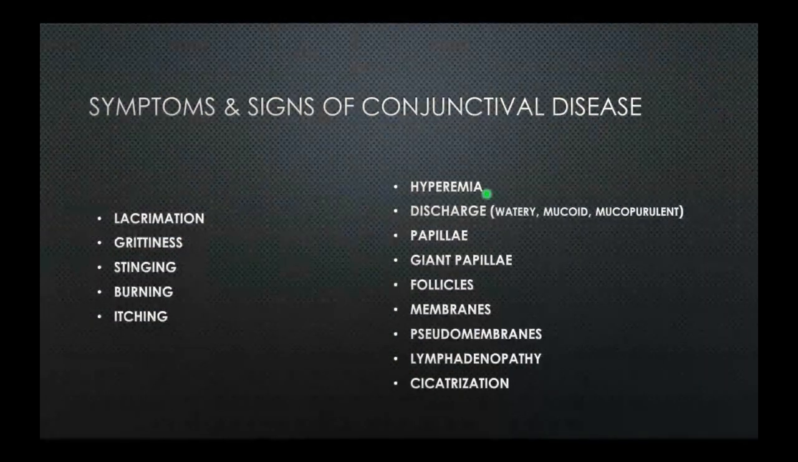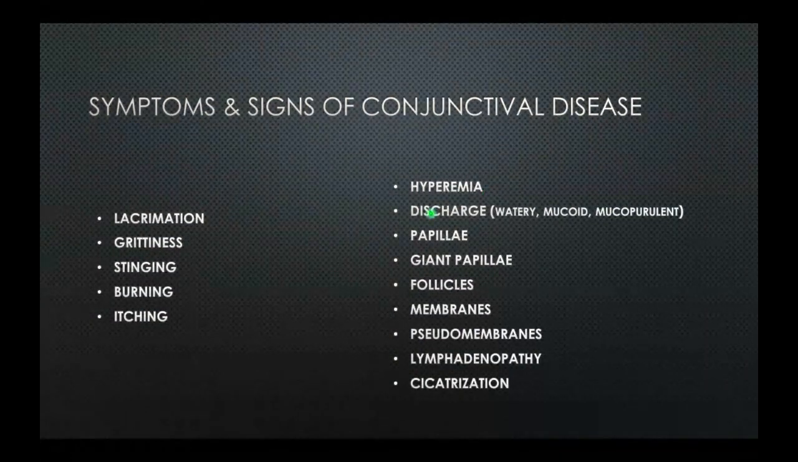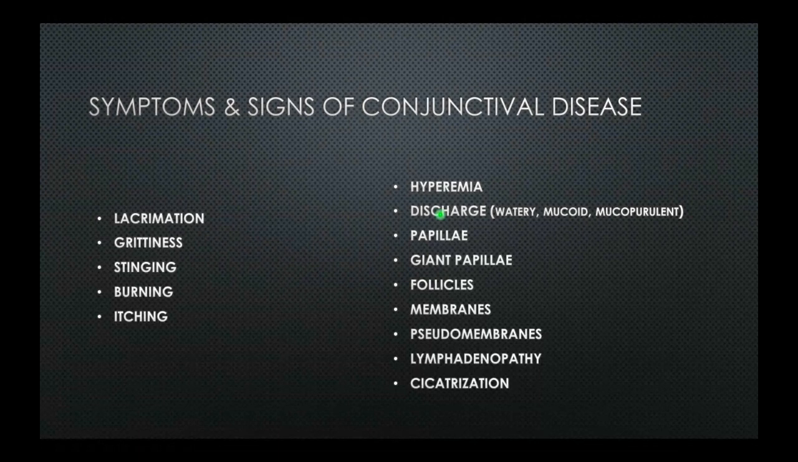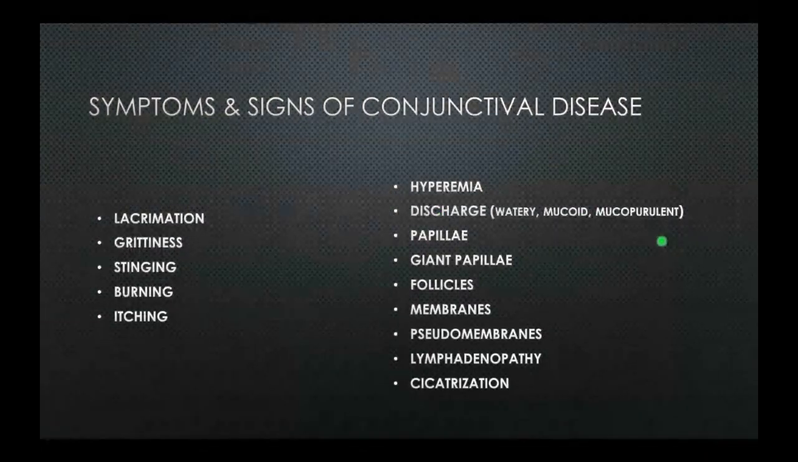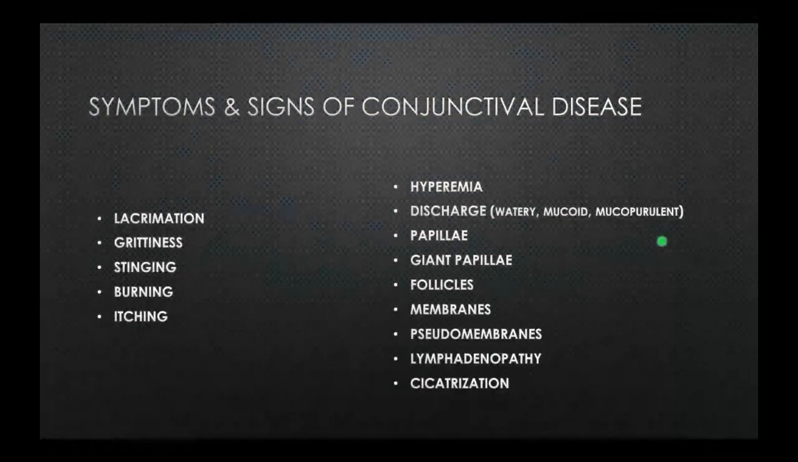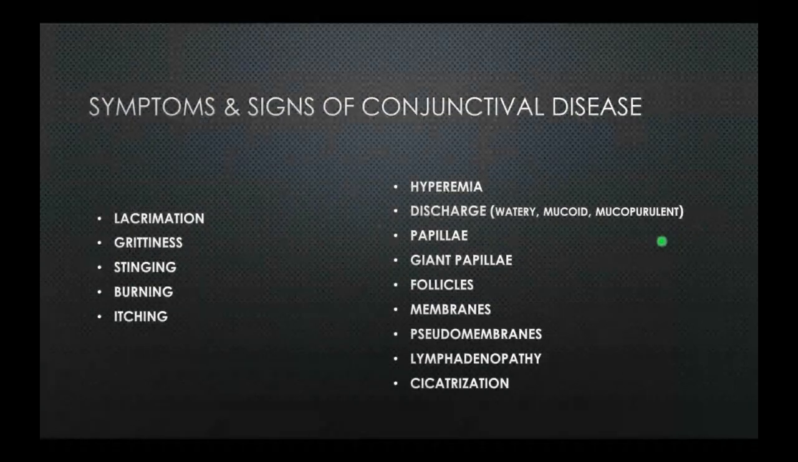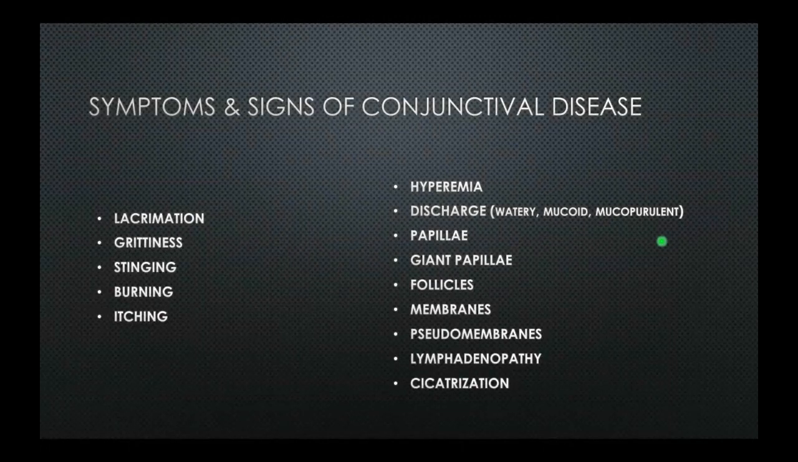So another sign that you'll see in conjunctival disease is discharge. So discharge can have various characteristics. It can be watery, it can be mucoid, or it can be mucopurulent, all right, or just purulent. Now, depending on pathology again, you will see different characteristics. For instance, if you have a bacterial conjunctivitis, you'll expect to see a purulent discharge. If you have an allergic or a viral conjunctivitis, you will expect to see a watery discharge, okay?